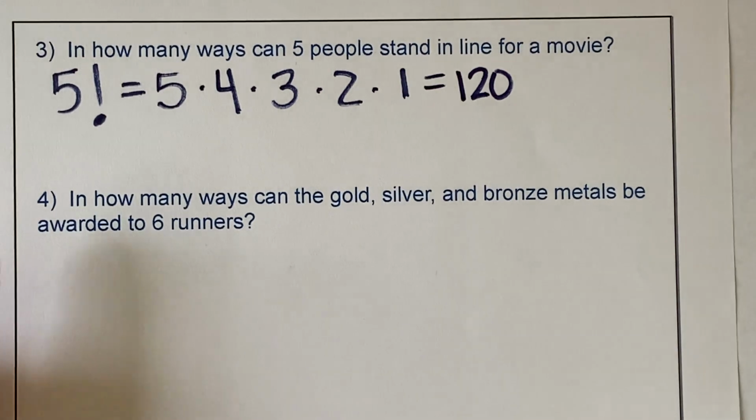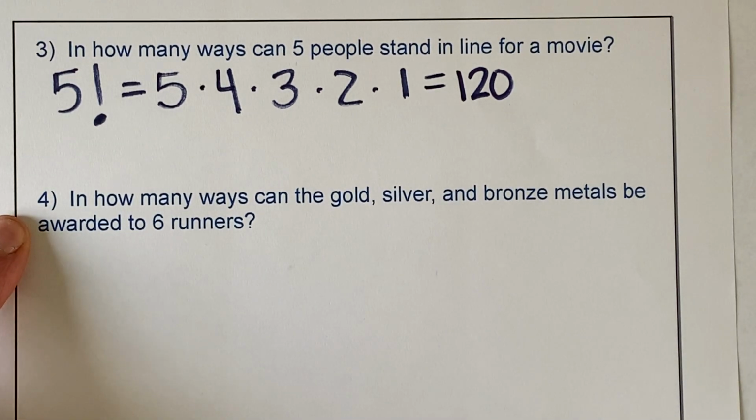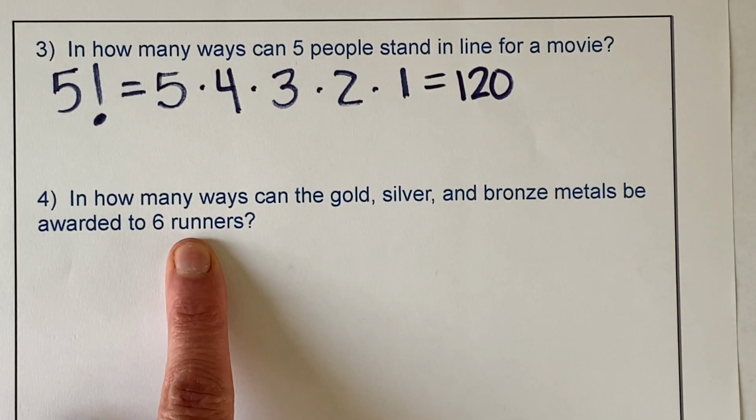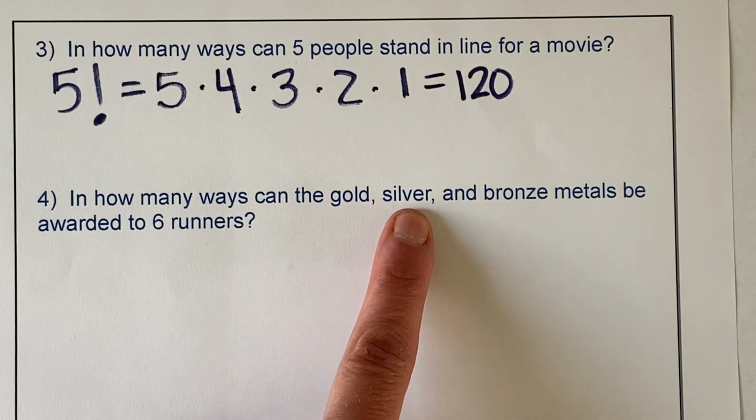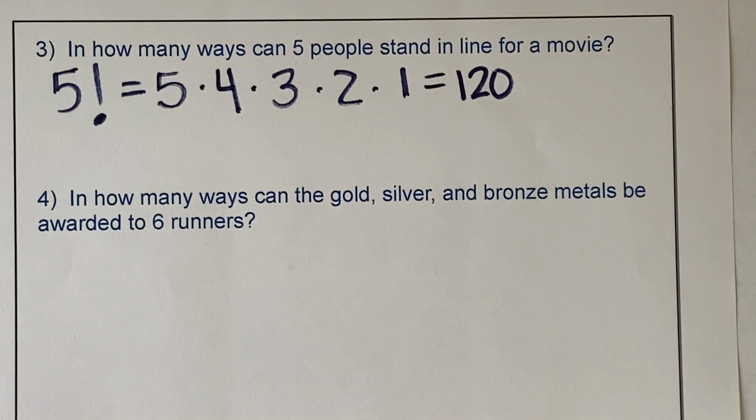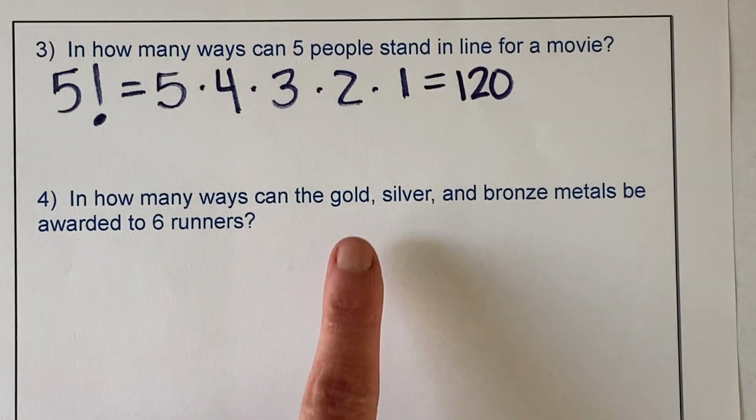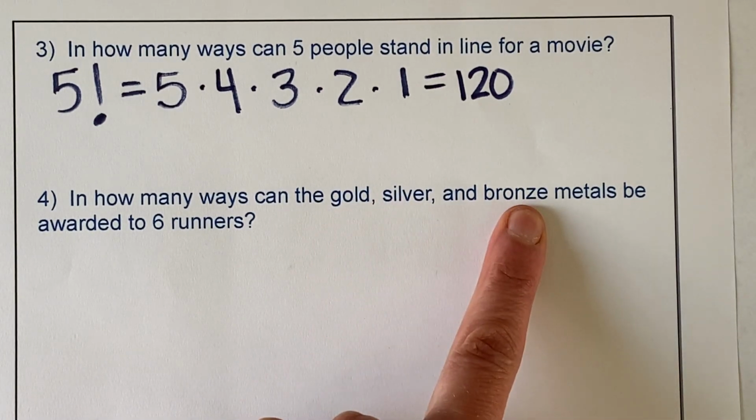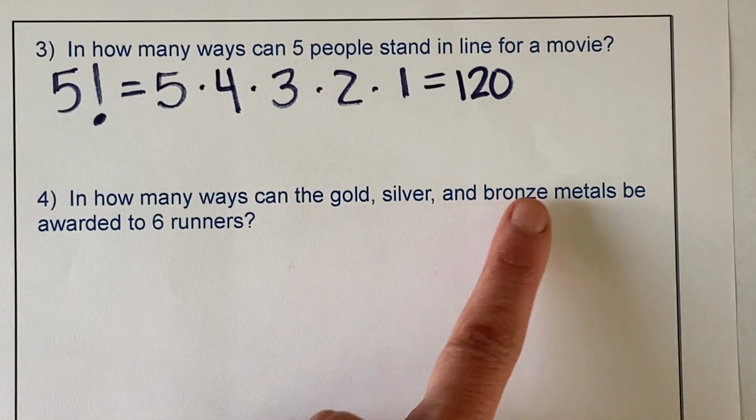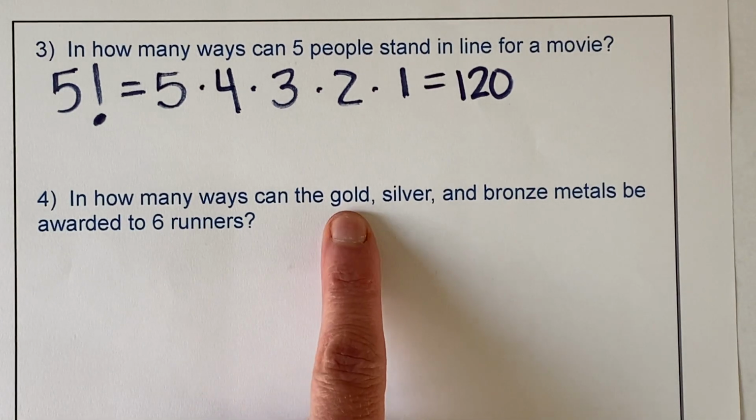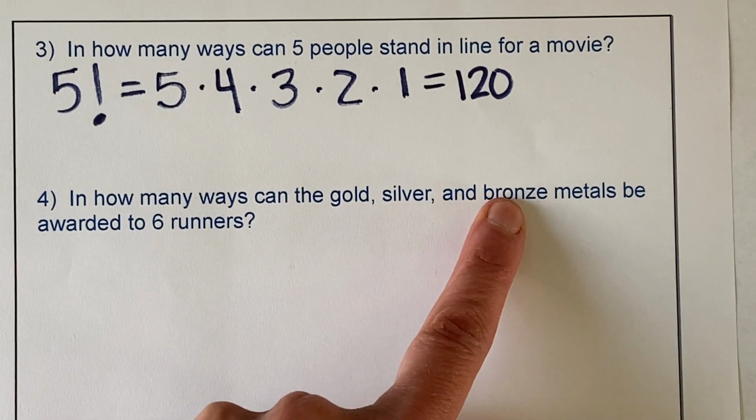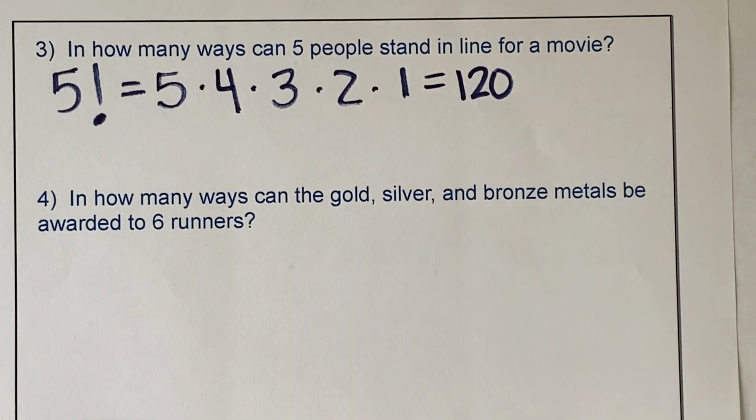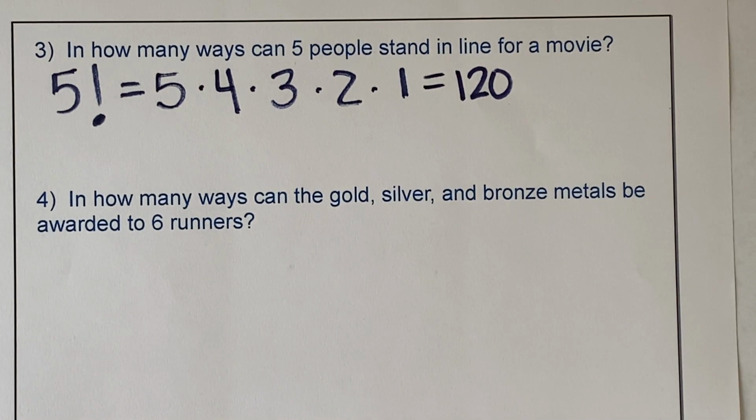Notice 4 is different, okay? There are 6 runners. I only care about this. Do you remember? In another problem, I didn't call it gold, silver, and bronze. I called it first, second, and third. I could call it president, vice president, and secretary. As long as I'm naming it something different, that's me telling you order matters.